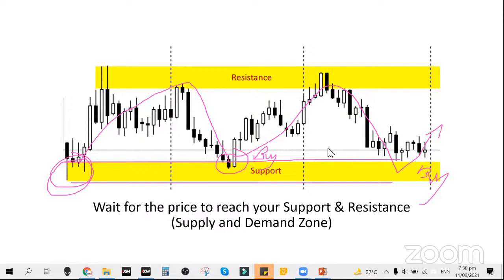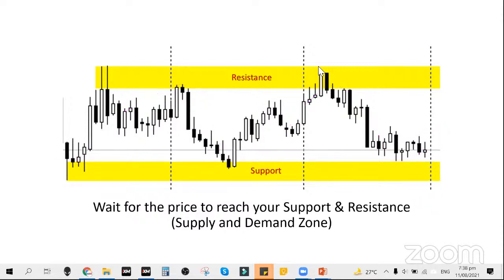Yan yung ating support. Resistances, on the other hand, are areas on your charts that are above the current price, na tumalbog yung presyo pababa. So price went up here, di ba? Tapos pag kita nyo dito, suddenly there was a strong rejection sa market. Biglang tumalbog ng malakas yung presyo. So somewhere there sa taas, alam natin na may possibility na meron kang resistance.